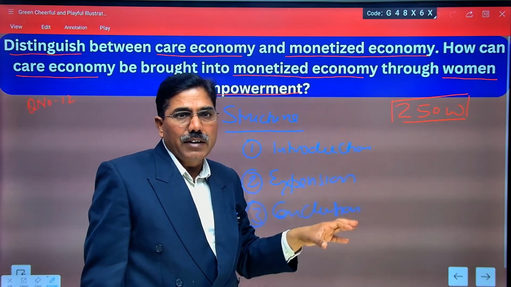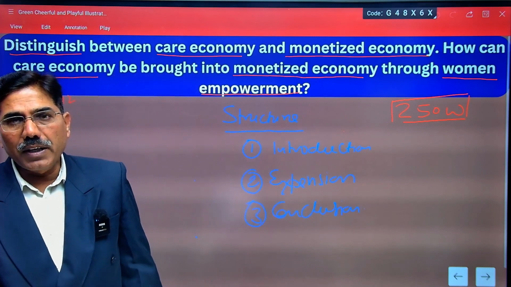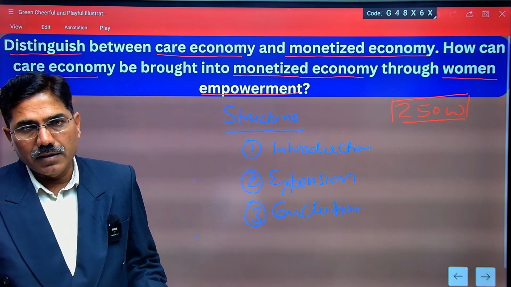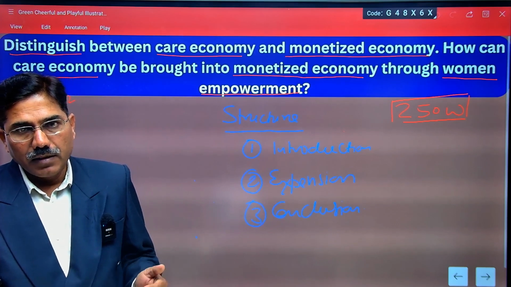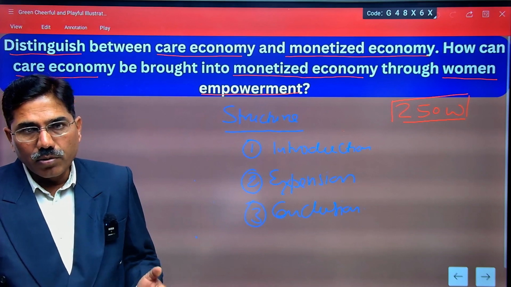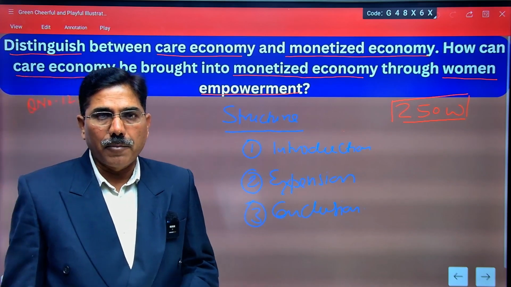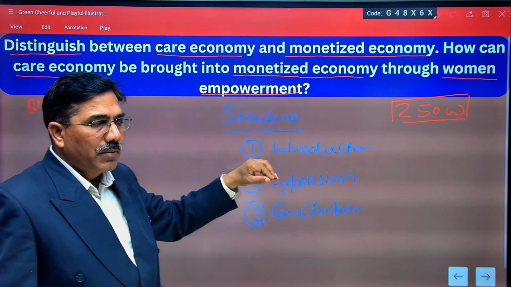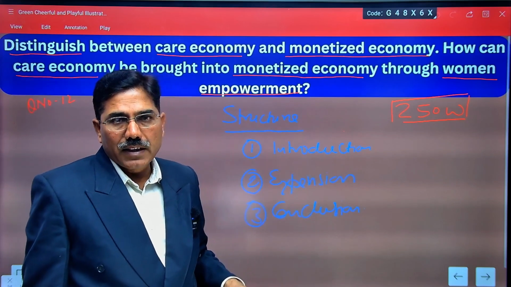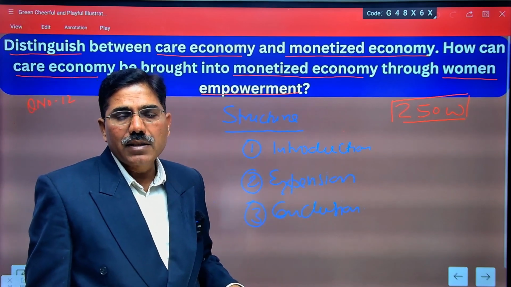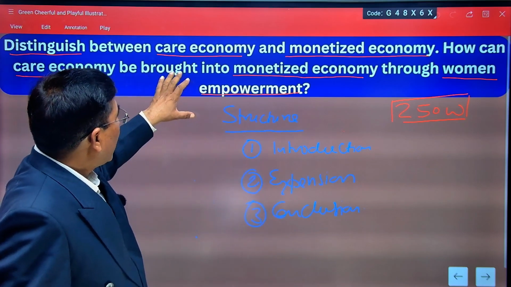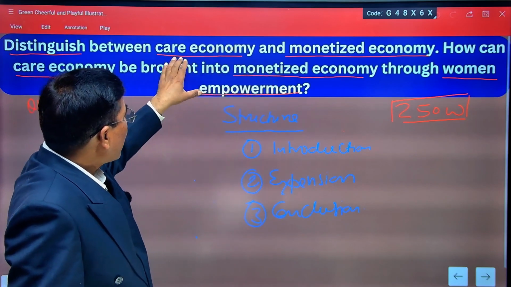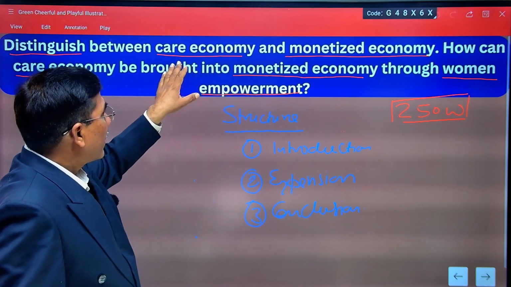And in the monetized economy, every activity is estimated in monetary terms. It may be agriculture, mining, primary activity, processing industries, manufacturing industries, the service sector, trade, etc. All these come in the monetized economy, whose value we estimate by different methods of national income estimation, but we never estimate the value of the care economy. In this way, you can distinguish between care and monetized economy. This is the first portion which you have to understand clearly.